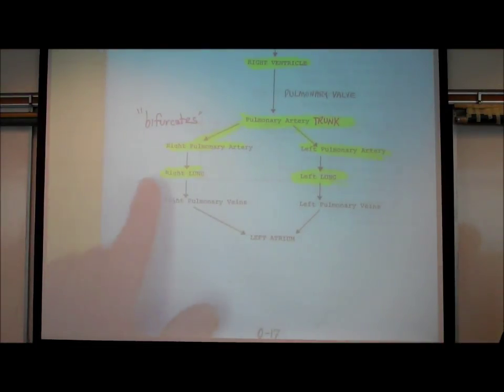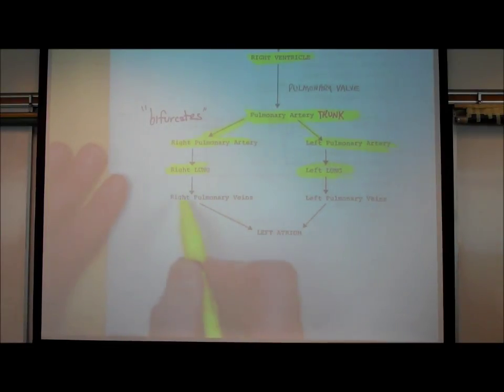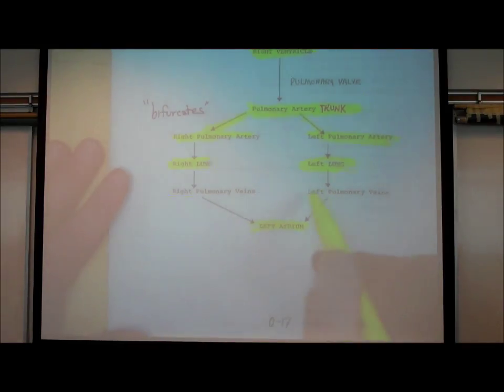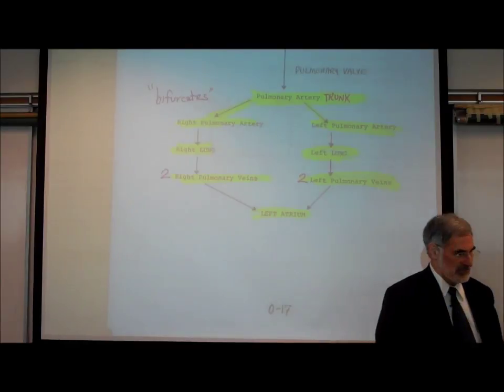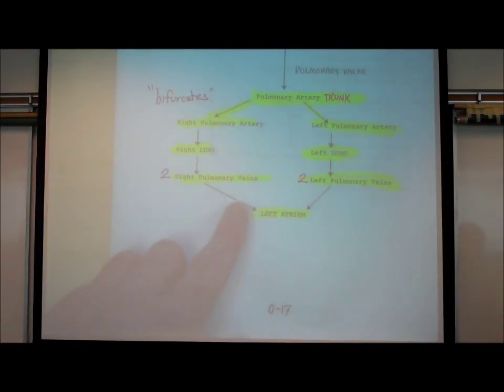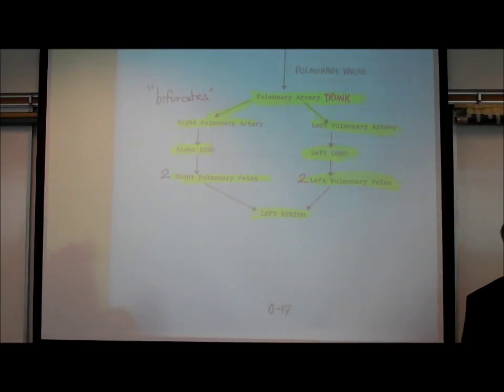And then this blood gets oxygenated in the lungs, gains oxygen, and it comes back to the left atrium. And there are actually 2 right pulmonary veins and 2 left pulmonary veins. I may have written 2 in front of these, but if I didn't, there are actually 2 right pulmonary veins and 2 left pulmonary veins. And so altogether, 4 pulmonary veins bring oxygenated blood to the left atrium.